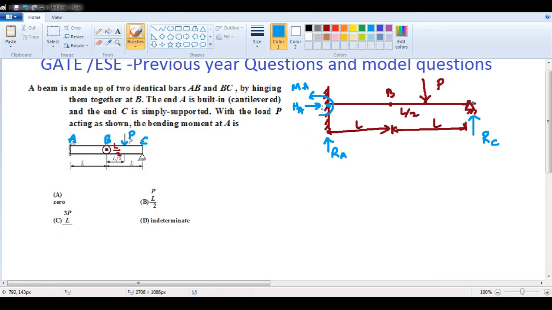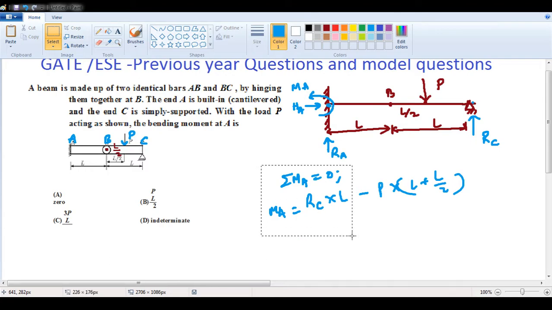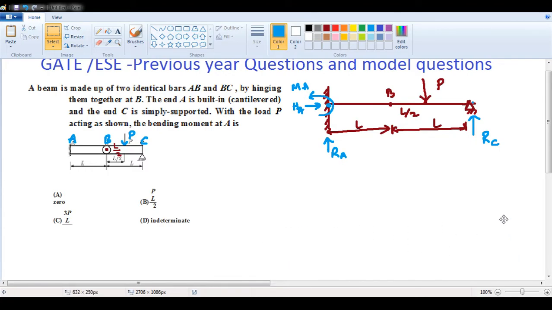For finding that bending moment, what is the bending moment at A? That is at A is equal to nothing but RC into L minus P into L plus L by 2, correct or not? This is what the bending moment for A. This is what we have to find, correct? Now for going into this, let us first clear out the value of RA and RC.